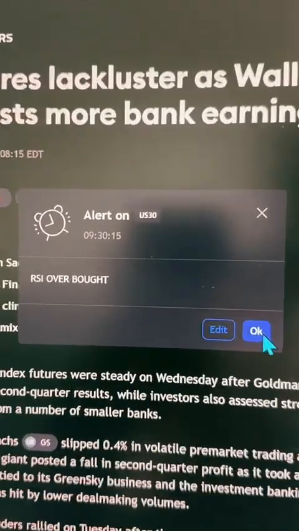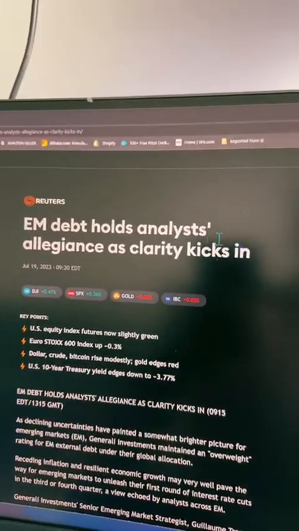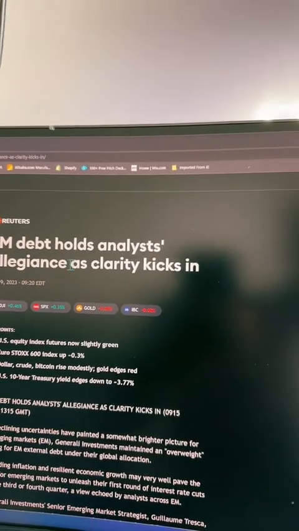Just got an alert. RSI is overbought, but we'll get back to that. There's time. There's an entire trading day. Next one. EM debt holds analysts' allegiance as clarity kicks in. No idea what that means. Let's go.